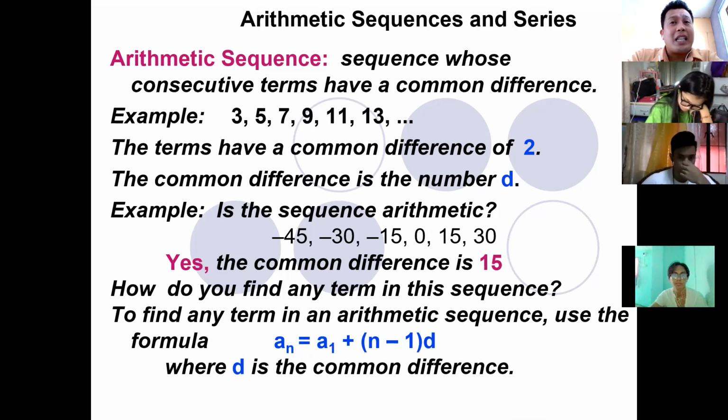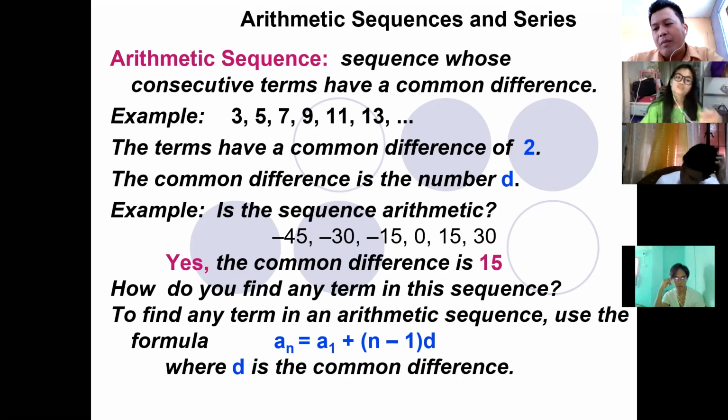So in an arithmetic sequence, class, you will use the formula a sub n is equal to a sub 1 plus quantity n minus 1 times d. Wherein, d is the common difference, n represents the number of terms, and a sub n represents the nth term, or sometimes it could be considered as the last term.